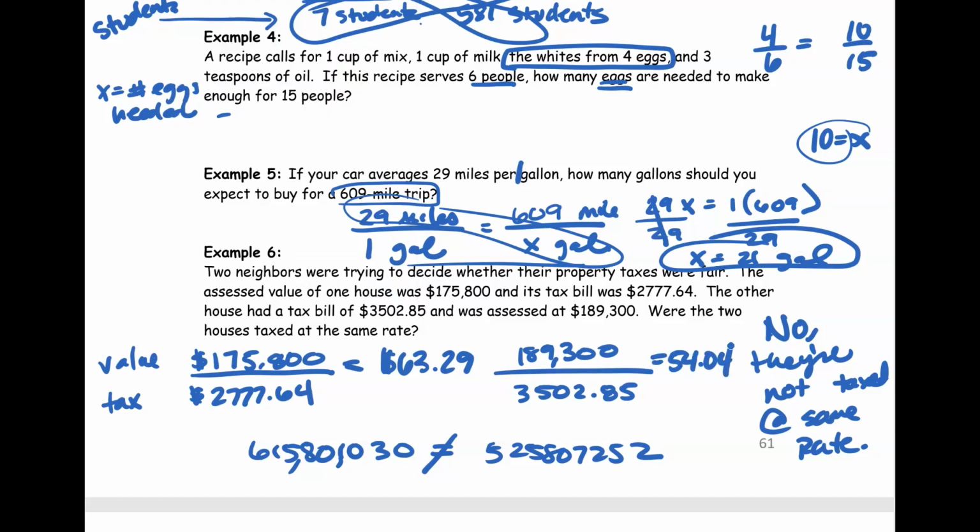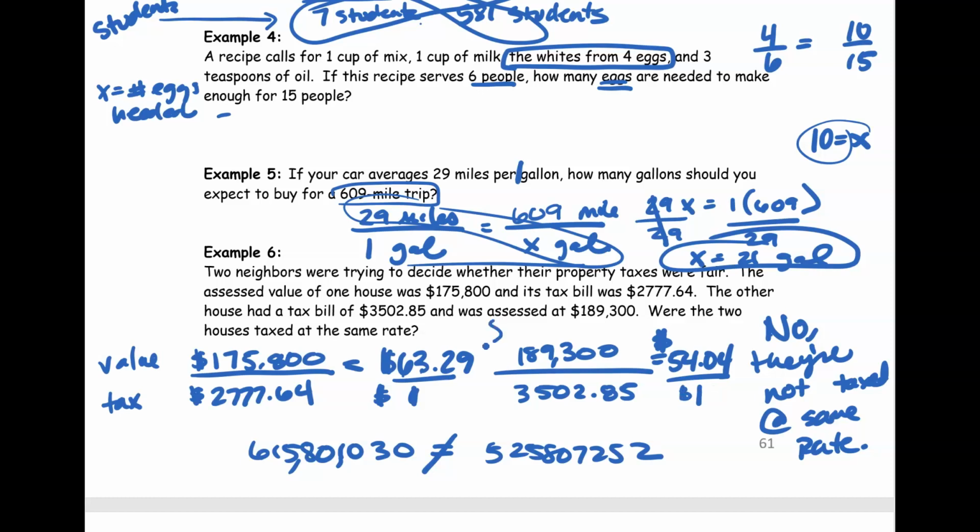So one question you could ask, well, which one is better? And this is where you got to be careful, because sometimes, well, let's just back up. So let me talk about what this number means. So if you reduce this, let's put this over 1. What this means is that for every $63.29 that the house is worth, you have to pay $1 in tax, whereas for this house, for every $54.04 that the house is worth, you have to pay $1 in tax.